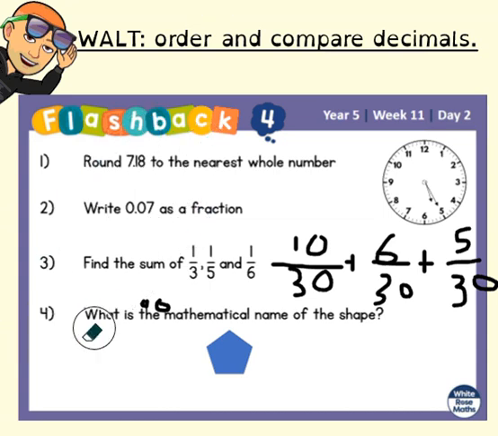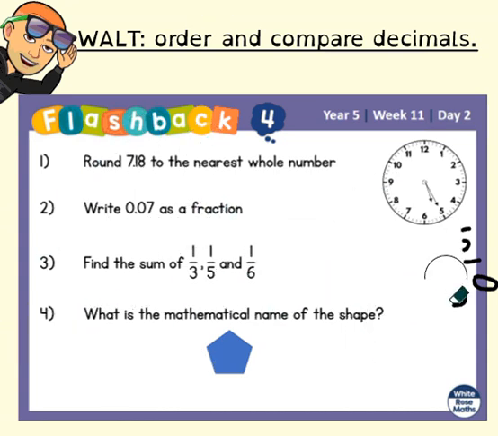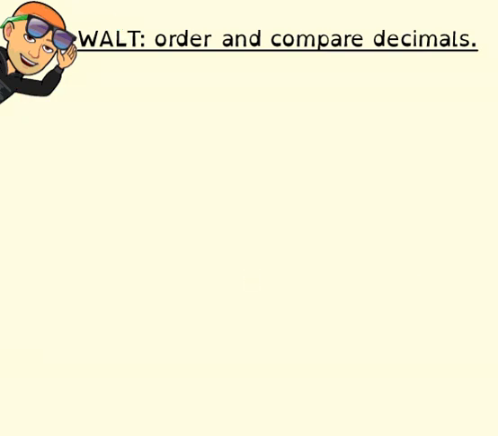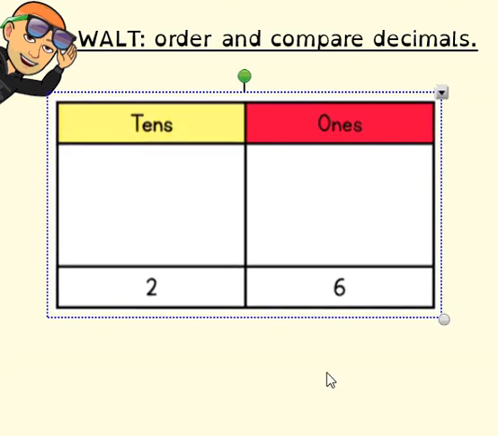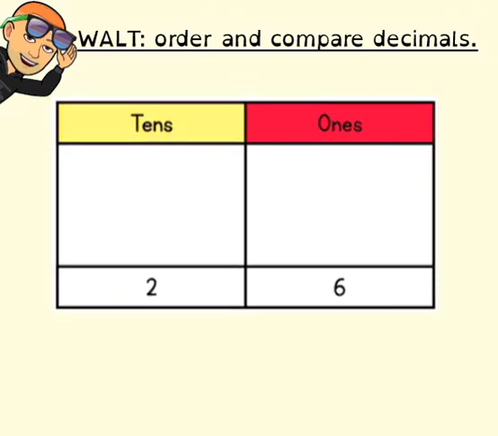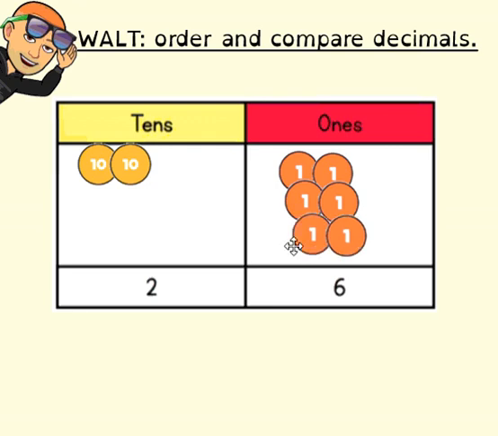Let's get into today's lesson then. The topic: order and compare decimals. Let's get a place value grid up and let's start thinking about ordering and comparing numbers. I'm actually going to start with a positive number this morning. I'm going to start with 26. I'm going to put my counters in to represent my number, like so.